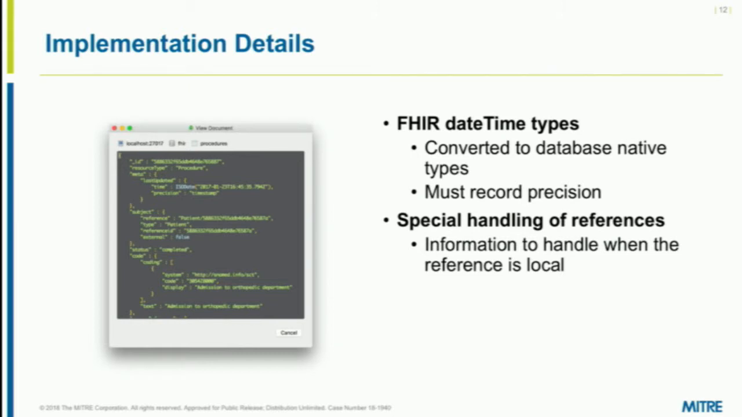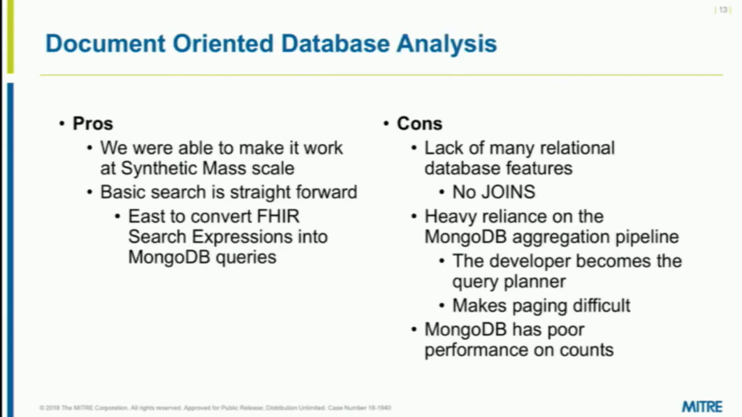Also, we did some special handling of references. So when you have FHIR resources that are referencing one another, you can have a reference that might point to a resource locally on the server versus something that points to another FHIR server. So we put some extra stuff in our JSON that said, here's a local reference so that we could go and follow it and query against it. We would not return resources that were handed to us that reference outside of our server.